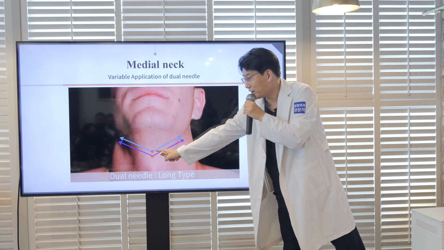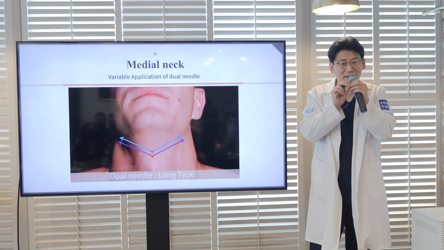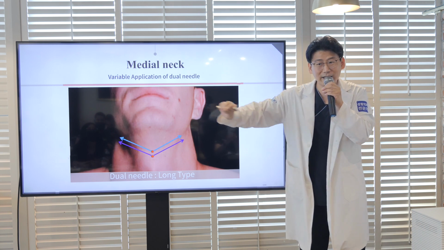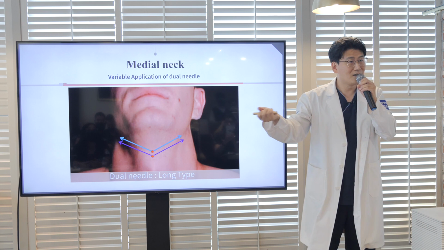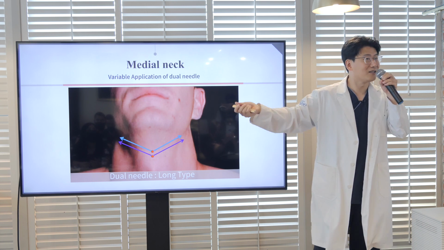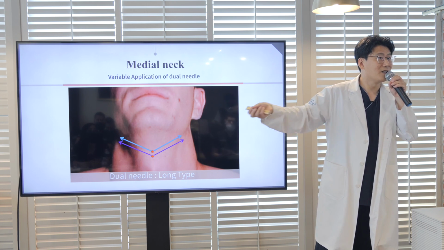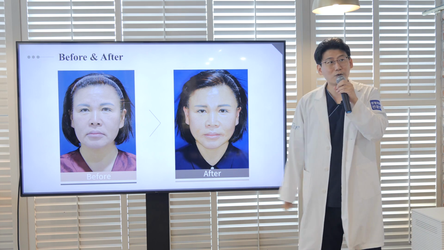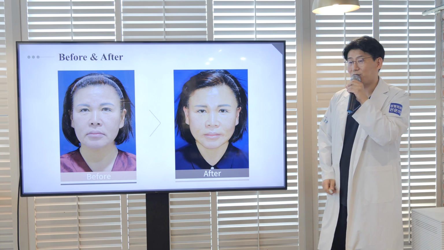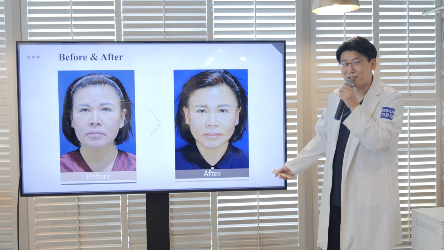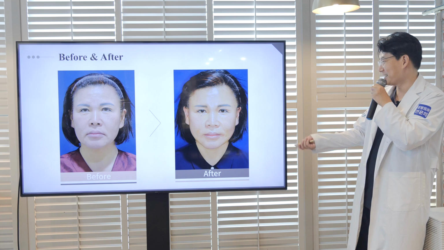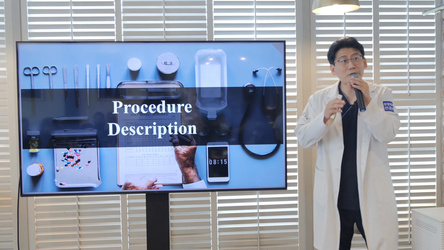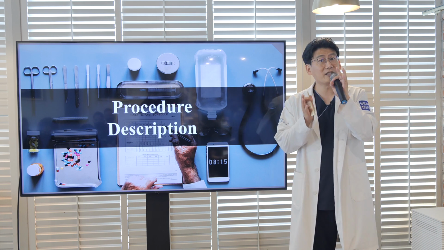You can make a point here, and insert two threads, two needles, this way and this way. Pull the thread bilaterally. I applied a lot of dual needle thread and thick thread for this lady about 10 years ago. So I would like to share some important technical tips.